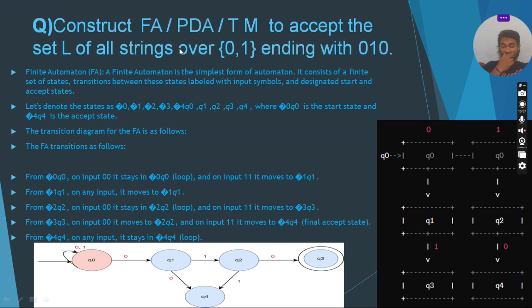This is something which is very much interesting to go through. We have to construct an FA, PDA, and TM. These are kinds of machines, and what is a machine?